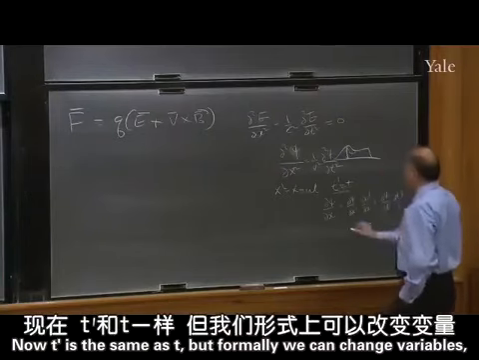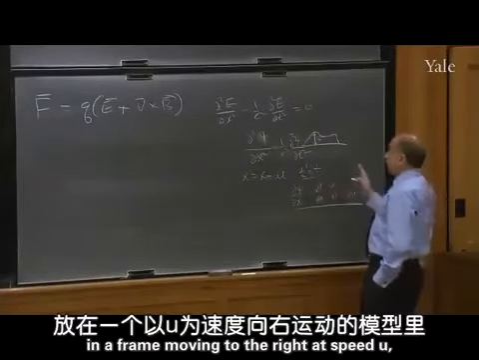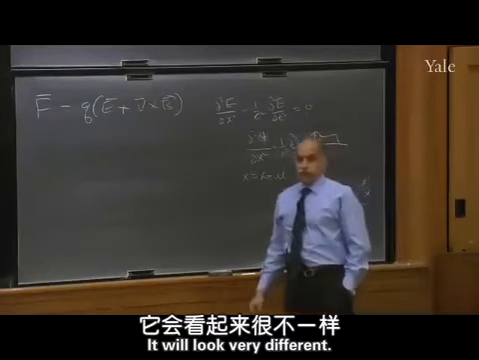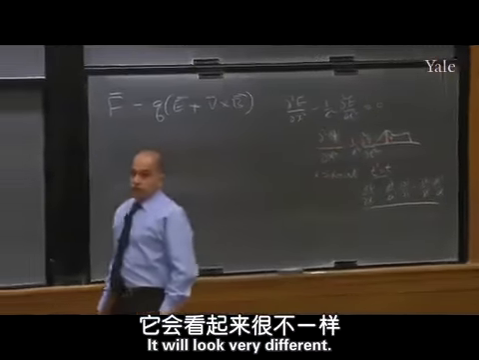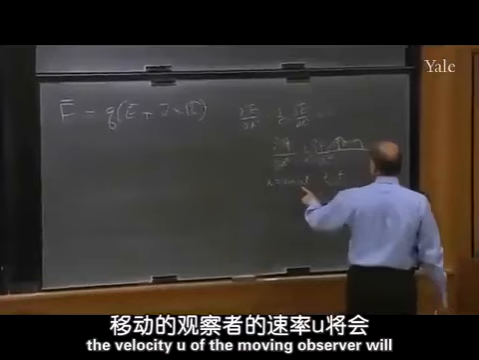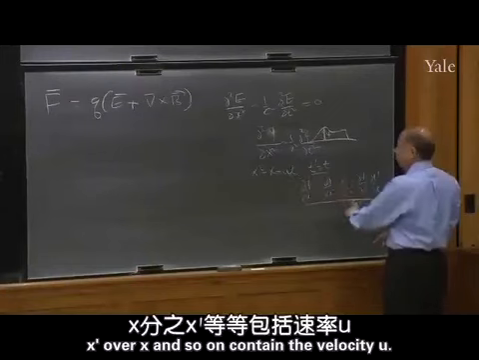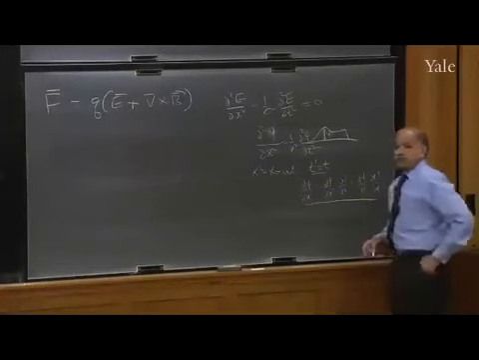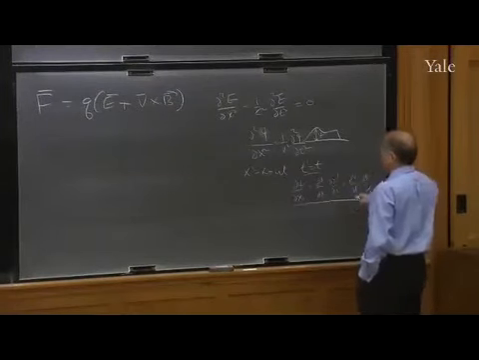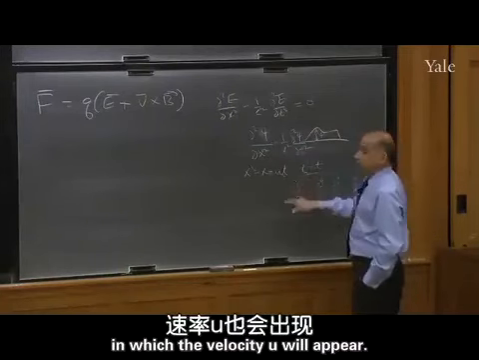Now t prime is the same as t, but formally we can change variables and we can take this equation and rewrite it in a frame moving to the right at speed u, and I promise you it won't look like this. It will look very different. More importantly, at least understand conceptually that the velocity u of the moving observer will appear in the final equations, because these derivatives, x prime over x and so on, contain the velocity u. Can you see that? Dx prime dt has the velocity u. So when you make all these changes and put them in, you'll get a new equation involving x prime and t prime in which the velocity u will appear.